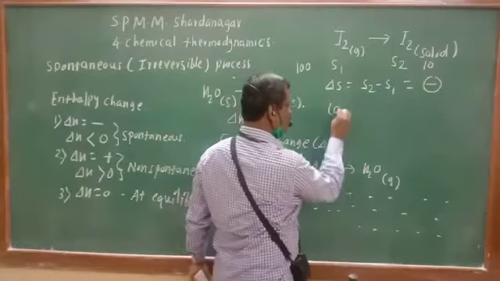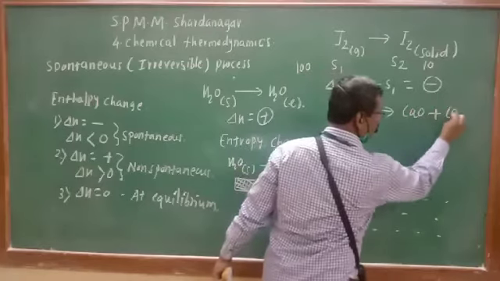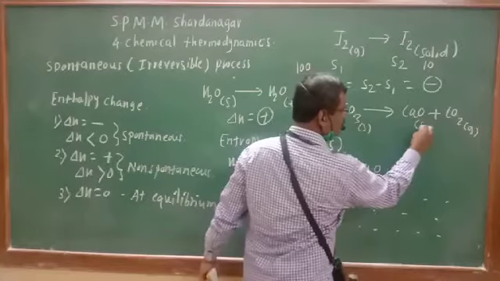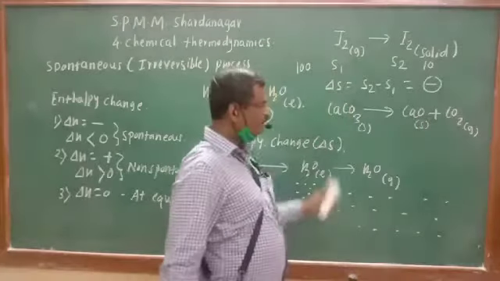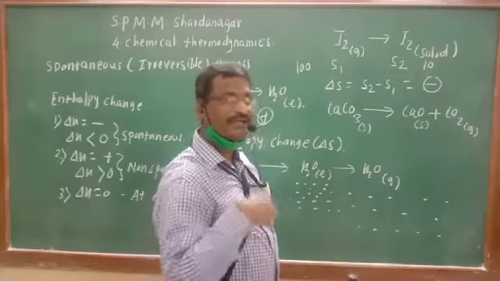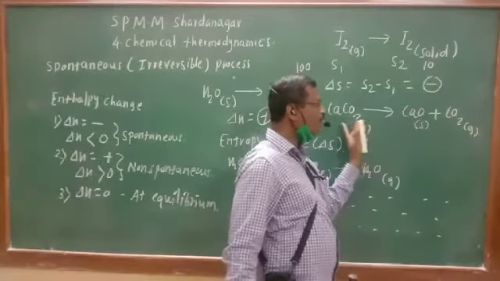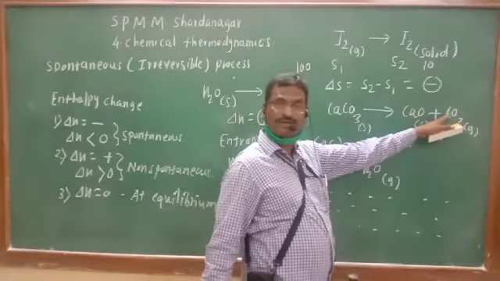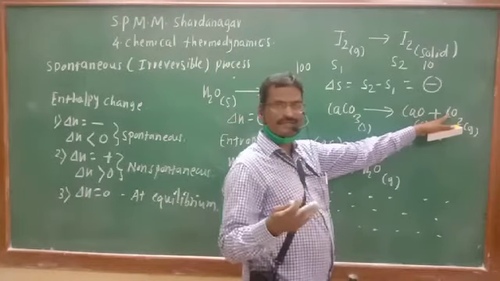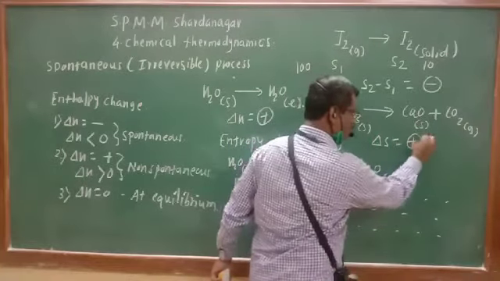Similarly, if we consider the case of calcium carbonate broken down, converted to CaO and CO2 gas, this is solid, this is also solid, but this is gas. So in this process, what happens to entropy? Increasing or decreasing? Increasing. Solid is converted to gas. One molecule is converted to two molecules. Therefore, randomness increases, disorder increases, and entropy also increases. Entropy change is positive.